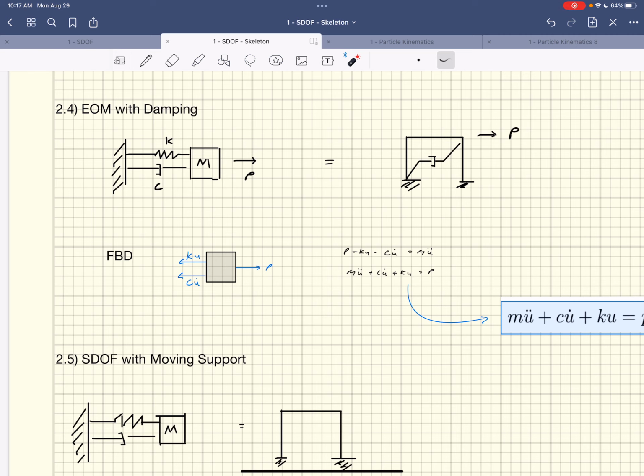But the thing that we're modeling with this is non-structural elements. Like if you take a building and you pull it back and let go of it, if you don't add a damper in there, the thing's just gonna oscillate back and forth forever, which isn't real, right? Buildings don't do that. Actually, no structures really do that, because there's always something there that's pulling energy out of the system.